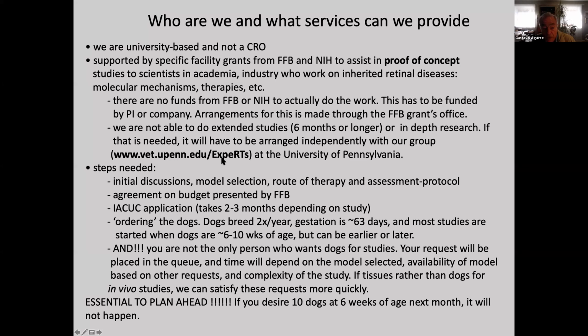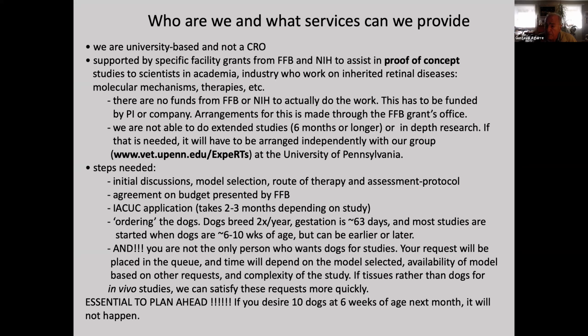So the best way to do it is we have discussions with you. We select a model suitable for the question you want to ask, determine the route of therapy, set up a protocol agreement, and we then present the budget to FFP. FFP discusses the budget with the PI. And at that time, we have to then write an IACUC. We will not do anything until this budget is approved by both the PI and the FFP.